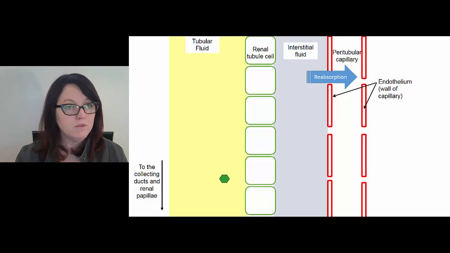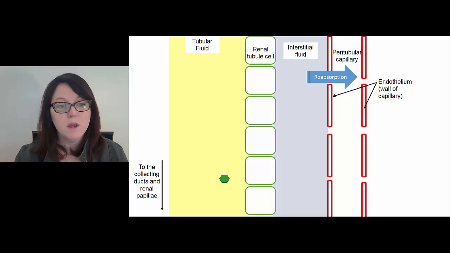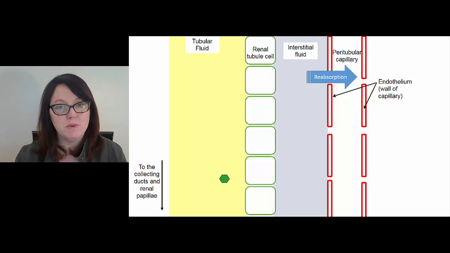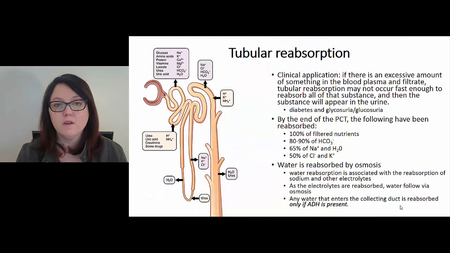So let's take a look at that little green molecule there. That's supposed to be glucose. So we have glucose in the tubular fluid, right? But we don't want the glucose to end up in our urine. We worked really hard to absorb that glucose in our small intestines. And the last thing we want to do is pee it out in our urine. So we want to reabsorb it. So the glucose has to move into the renal tubule cell, then out of the renal tubule cell, into the interstitial fluid, and then into the peritubular capillary blood, and now we have reabsorbed our glucose. So we know tubular reabsorption has occurred when a substance is present in the filtrate but is not present in the urine.